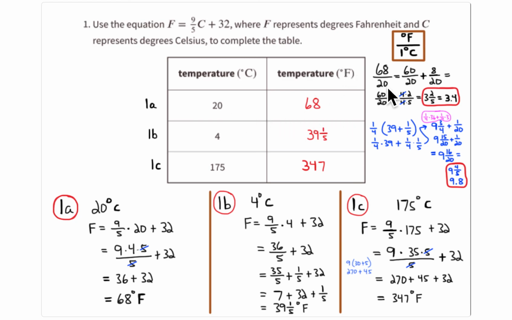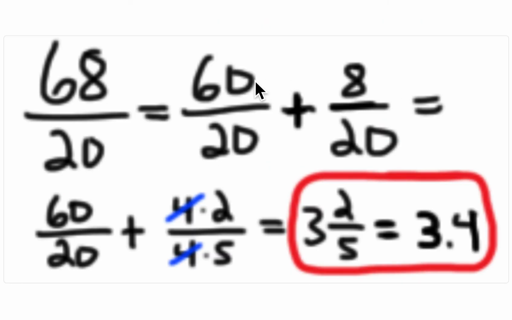68 divided by 20, so I'm going to zoom in on this one. You might just look at this right away and realize, well, 68 divided by 2, that's not too bad, that's 34. And then 34 divided by 10 is 3 4/10. You might very quickly be able to see that. Or you could do it another way.